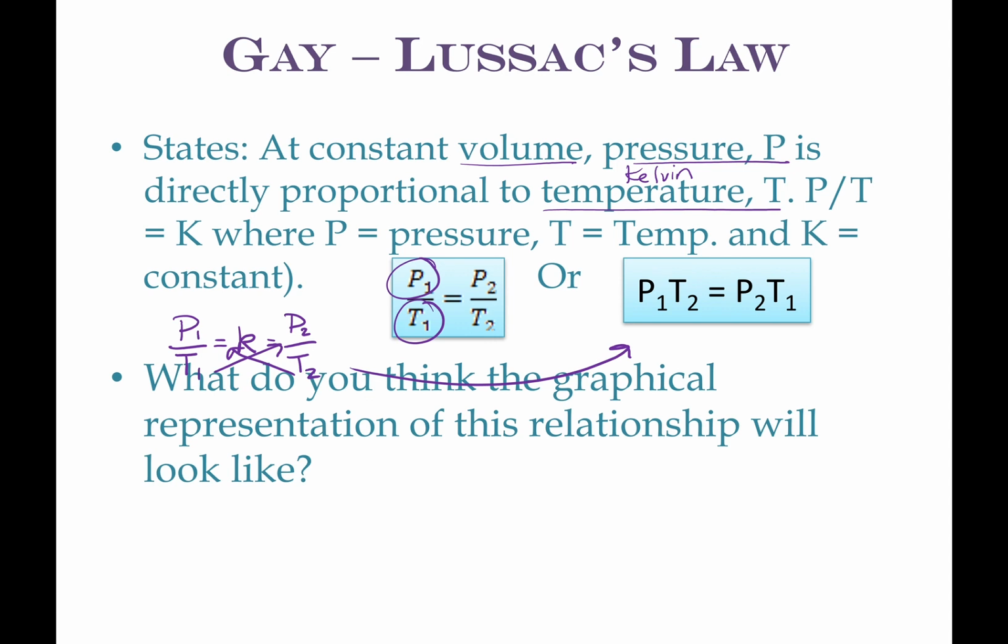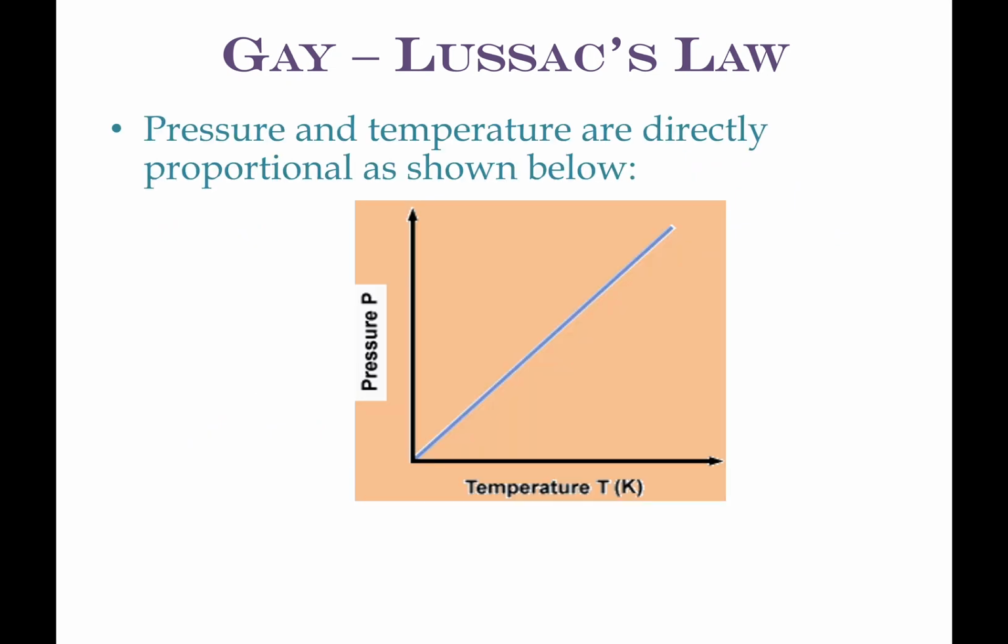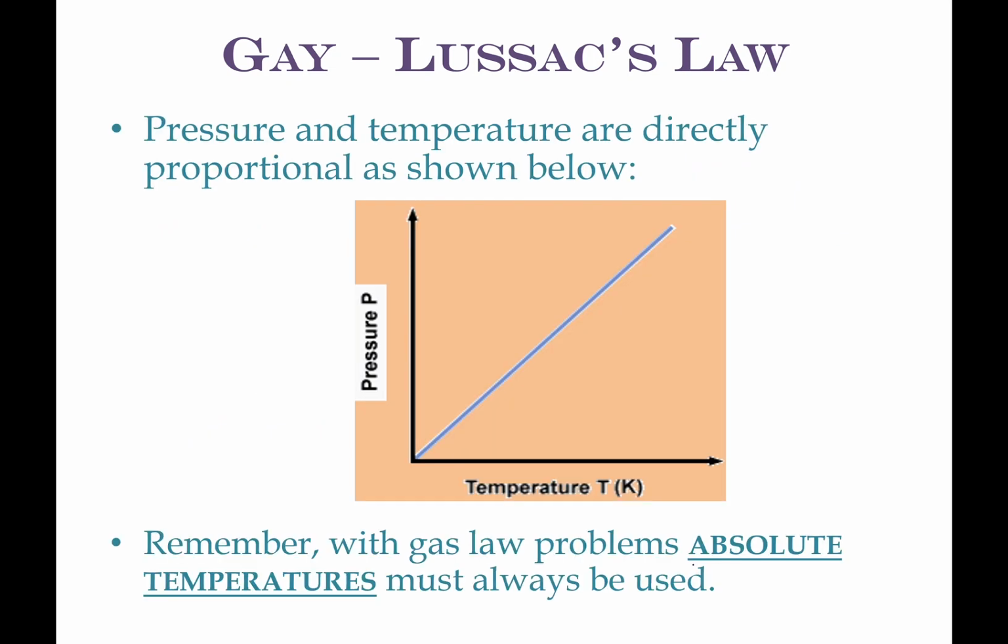So what do you think the graph will look like for this? This is known as directly proportional, so the graph would look like this. Remember, absolute temperatures or Kelvin temperatures are what we must use, otherwise it will not work.